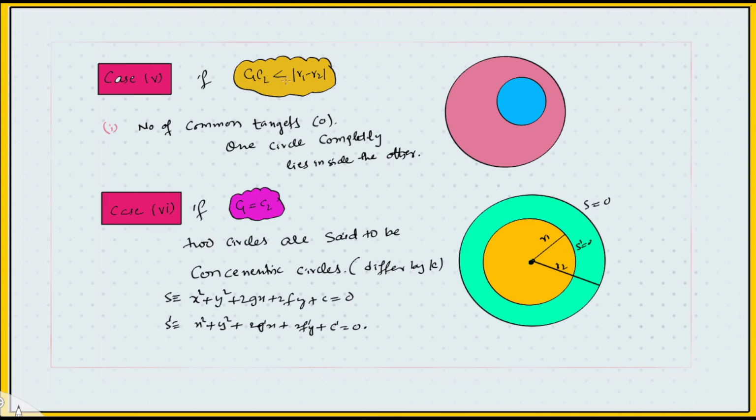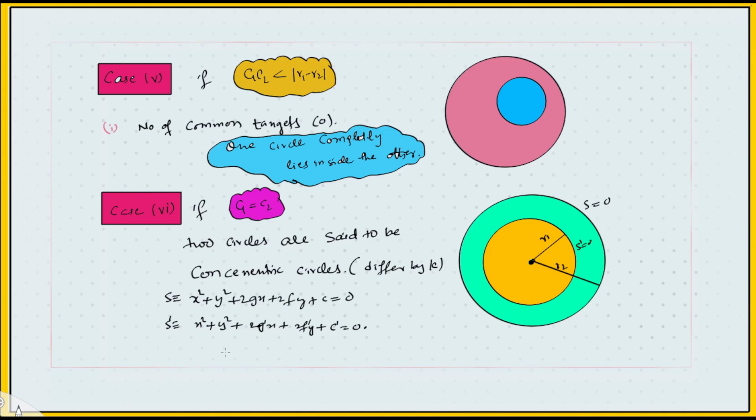If C1C2 is less than mod R1 minus R2, one circle completely lies inside the other circle. The distance between the centers is less than the difference of radii, mod R1 minus R2, so one circle completely lies inside the other circle. And how many common tangents can we draw? Zero common tangents. We can draw zero common tangents if one circle lies completely inside the other.